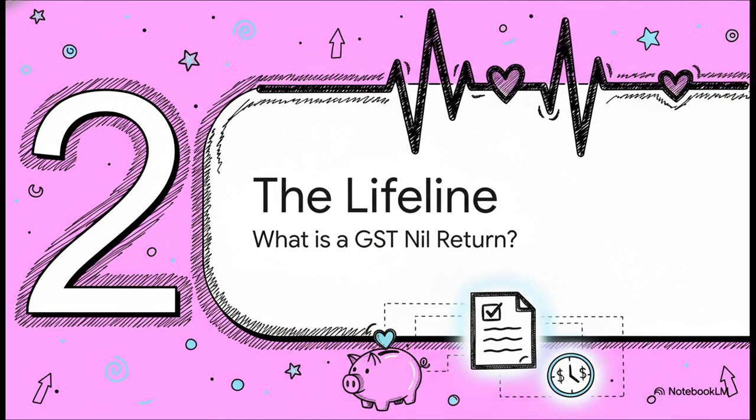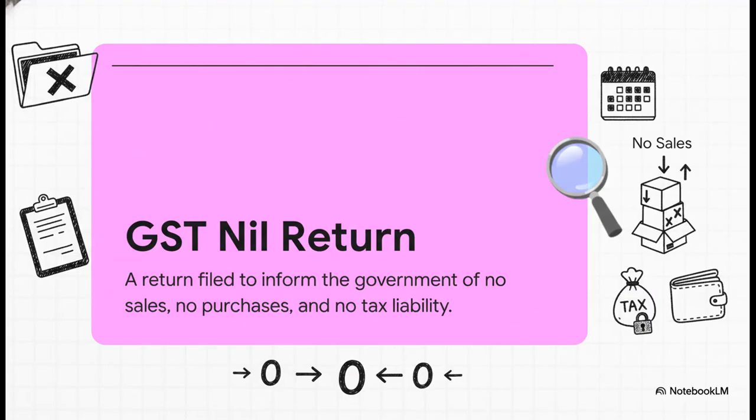It's called a GST Nil Return. So, what is a nil return? It's pretty much exactly what it sounds like. It's just you as a registered taxpayer officially telling the government, hey, for this particular month or quarter, there was zero activity. No sales, no purchases, no tax to pay, nothing. It's just a formal heads up that keeps your records squeaky clean.